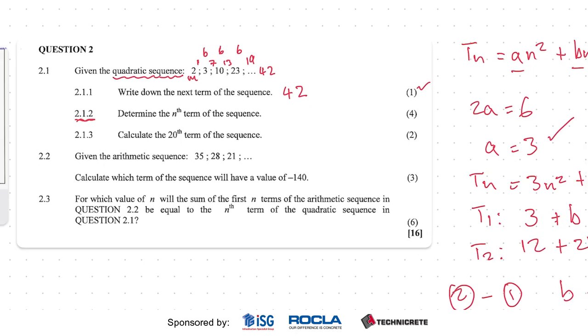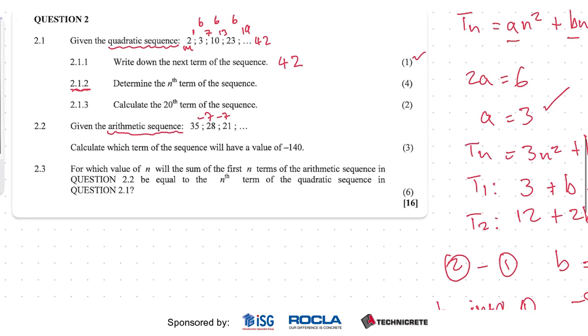Okay, now given the arithmetic sequence, the formulas they've given us at the end of our question paper are actually applicable. So let's find the difference. The difference between 28 and 35 is -7, 28 and 21 is -7 as well. So the sequence is decreasing by 7 with each step. Calculate which term in the sequence will have the value of -140.